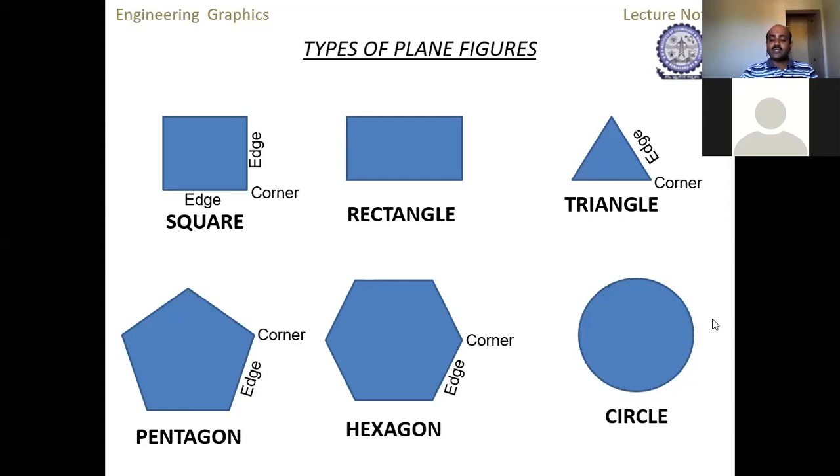And finally we have a circle. A circle does not have any edges over here, so it will have a different way of dealing with it. That we will take up in the last part of this chapter. So this is just an introduction to the different planes and two important terms. One is called an edge, another one is a corner.